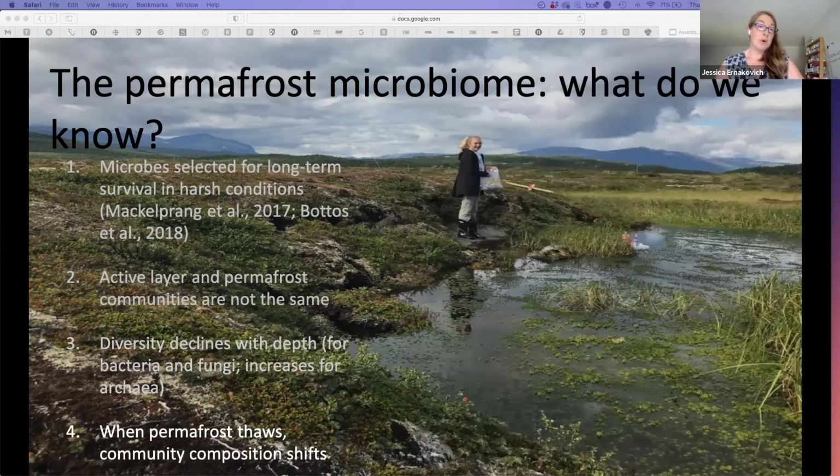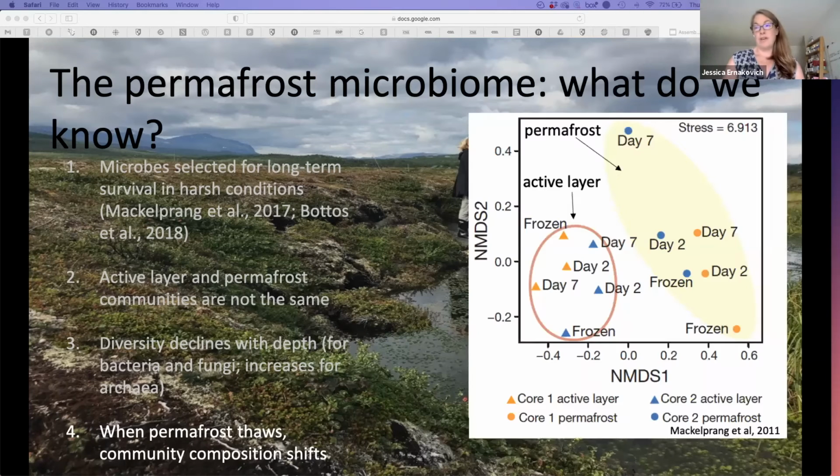Another thing we know, and you all know this very well, is that when permafrost thaws, the composition of the microbiome does shift. So here's, I think, the first example I know of this, which is from Rachel McElprang as well. And she has here in this circle active layer soils and permafrost soils. And here are the frozen starting points. And then you go to day 2 and day 7. So it's a pretty short incubation, but she saw large shifts in the microbiome that don't seem to be converging yet, but of course it's only 7 days.